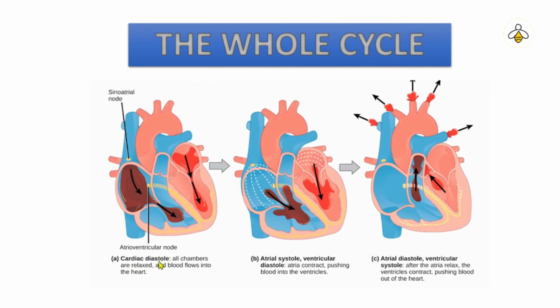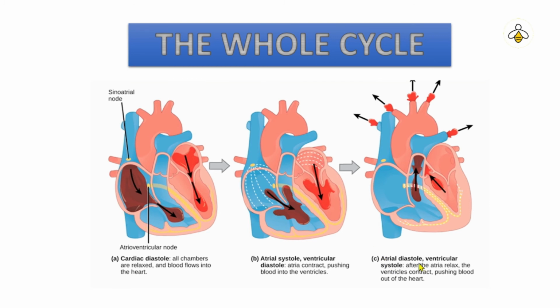Let us summarize the whole cycle. The first stage is cardiac diastole, during which the atria are going to get filled with the blood via the superior vena cava and pulmonary vein. This increases the pressure on the atria, thus opening the AV valve and pushing the blood into the ventricles. The second stage is atrial systole, during which both the atria are going to contract, opening the AV valve and pushing the blood into the ventricle, thus increasing the pressure of the ventricle and closing the AV valve so there is no backflow of the blood.